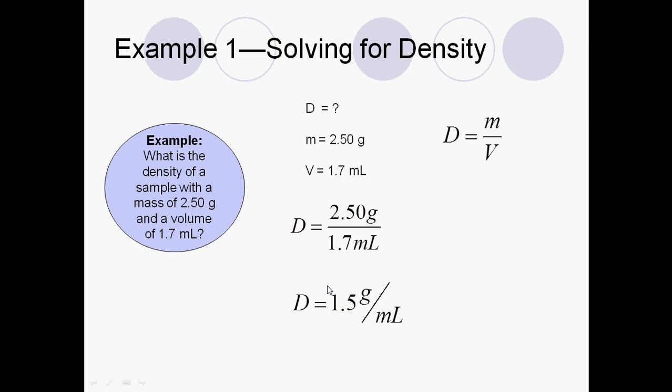The next thing you have to do is look at your significant figures. Right here we've got 1.7, that's two significant figures. Right here we've got 2.50 with three significant figures, so you pick the least amount. We want 2 in our final answer.